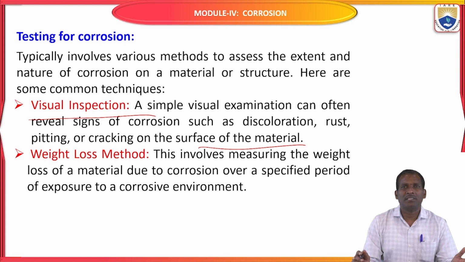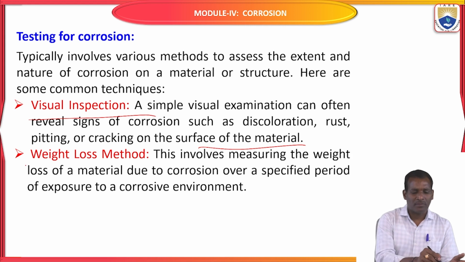So you can say this surface is rusted, some material is lost due to the corrosion, and some cracks are there. By seeing the surface, you can say this type of inspection is called visual inspection. The rust, pitting or cracking signs you can observe on the surface of the material, so that you can easily inspect the corrosion symptoms on the surface.